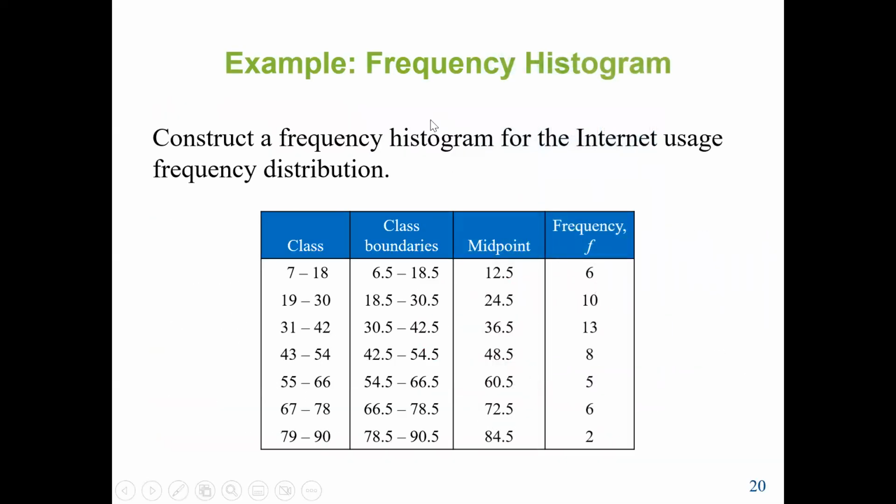So that's the example for the frequency histogram. Now we have our table. We construct our frequency distribution table. Now we are going to construct a frequency histogram for the internet usage frequency distribution. So that's the result from the first example. The only data we are going to use here will be the class values, which will be the horizontal, then the frequency, which will be the vertical.